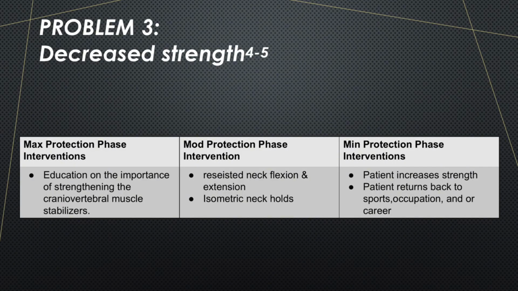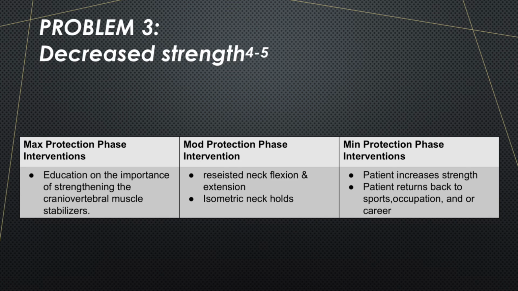All right, so our next problem is strength. The neck is oftentimes overlooked when it comes to strengthening. A lot of people don't really know how to strengthen the neck. For the max protection phase, we're just gonna educate the patient on how important it is to strengthen the neck since it's unstable. For the mild protection phase, we're gonna do some resisted neck flexion and extension. We're gonna do some isometric holds.